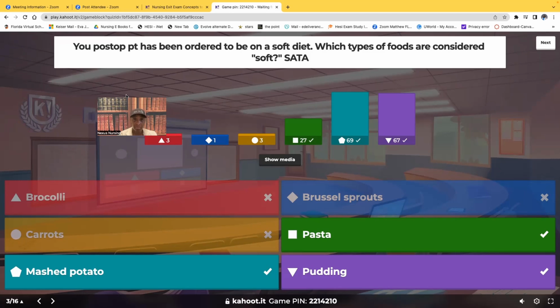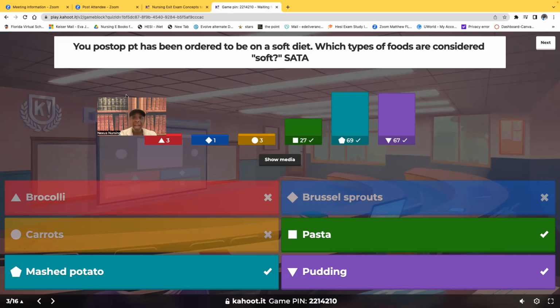Brussels sprouts. By the way, when it comes to Brussels sprouts, if you get a question about gas forming foods, Brussels sprouts is going to be one of them. Even though Brussels sprouts are high in fiber, they are gas forming foods. So for patients who just had surgery, Brussels sprouts and broccoli would not be a good option to give them. Anyway, moving on. Carrots, same thing.